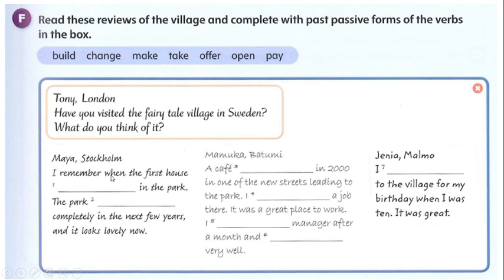Maya: I remember when the first house was built in the park. The park was changed. A cafe was opened in one of the new streets leading to the park. A job was offered there. It was a great place to work. I was made manager after a month and was paid well. Jenny, Malmo: I was taken to the village for my birthday when I was 10. It was great. Okay, end of the slide.